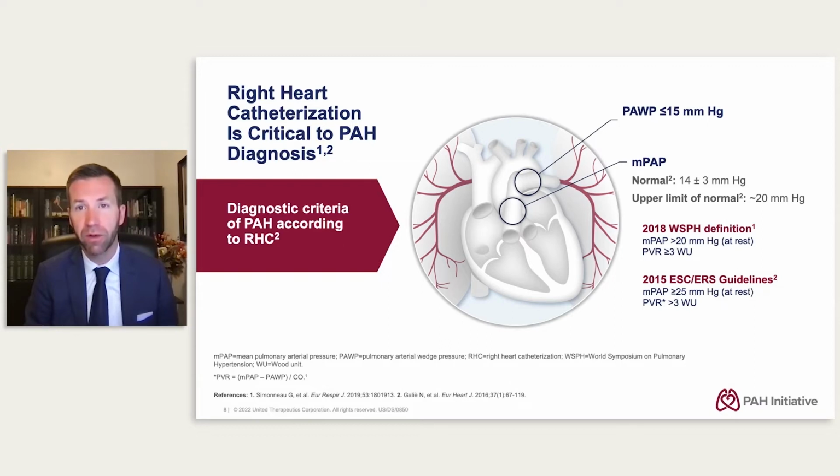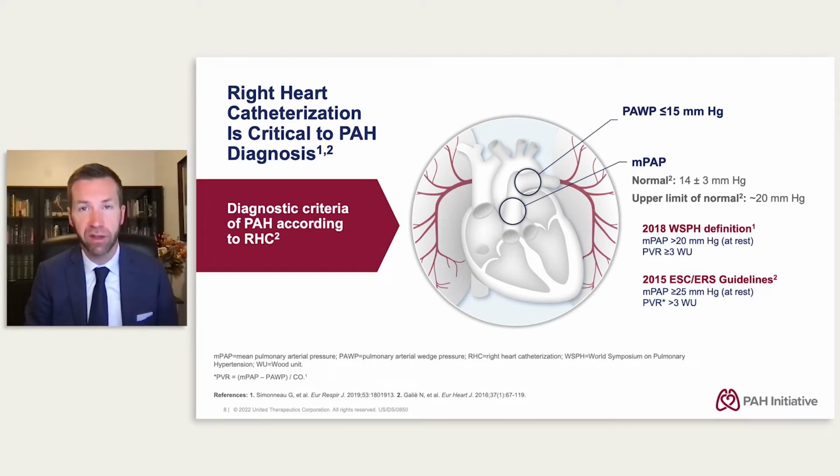Now we define the upper limit of normal as 20 millimeters of mercury. So when Dr. Vaidya and I were younger, we used to diagnose pulmonary hypertension by having a mean PA pressure of greater than 25. But because, as I mentioned, the normal PA pressure is actually 14, 25 is very far away from 14, so the cutoff got changed. So the cutoff now is a mean PA pressure of greater than 20.